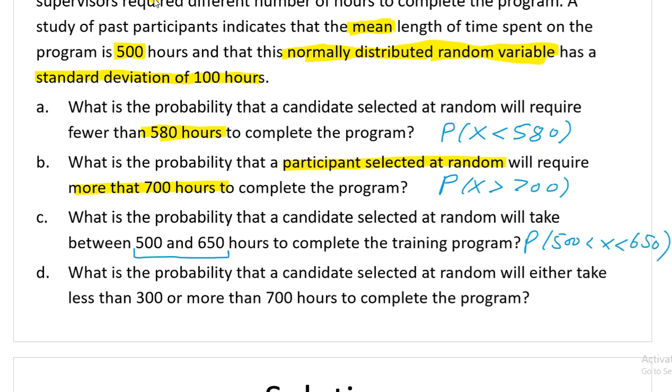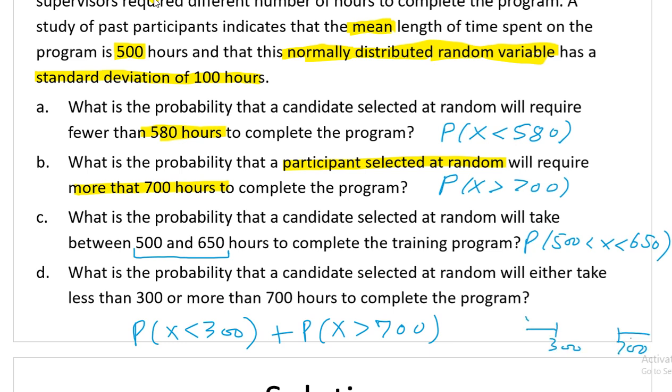And similarly, this is the probability that x either takes less than 300 or takes more than 700. You see, I cannot write them as one interval. Less than 300 and more than 700. These are two separate intervals. So I will find the probabilities separately and add them up.